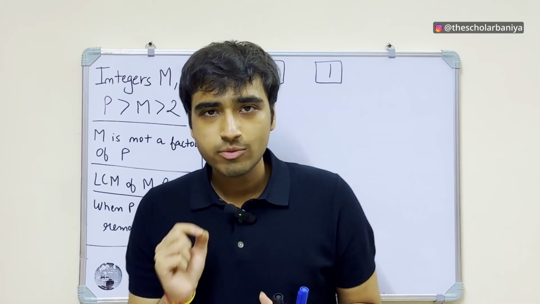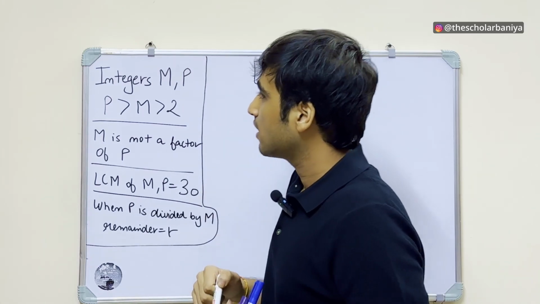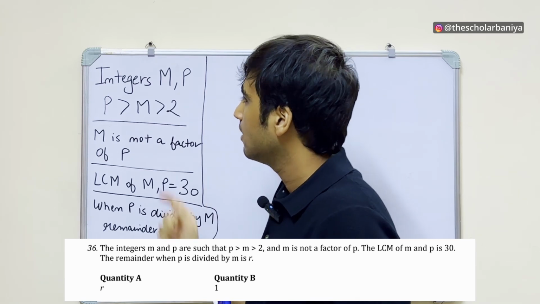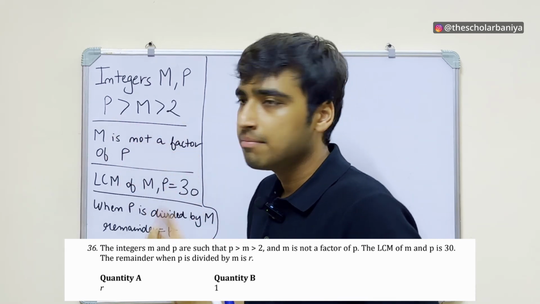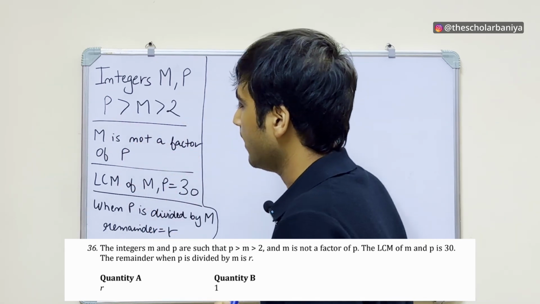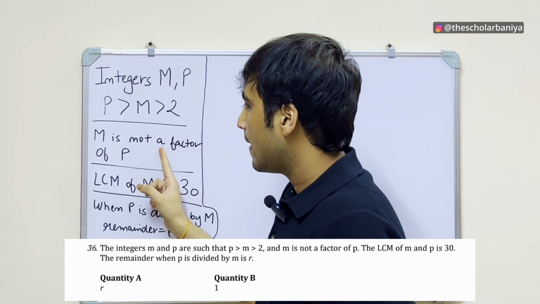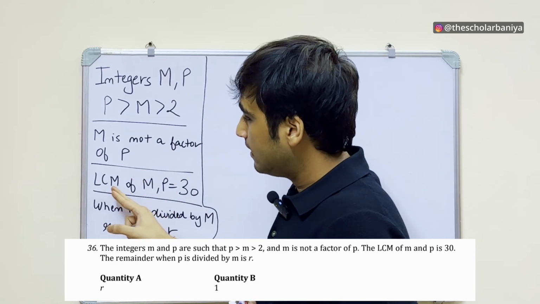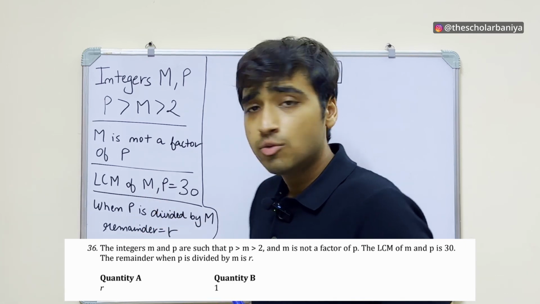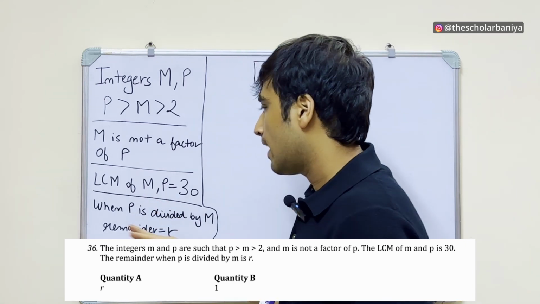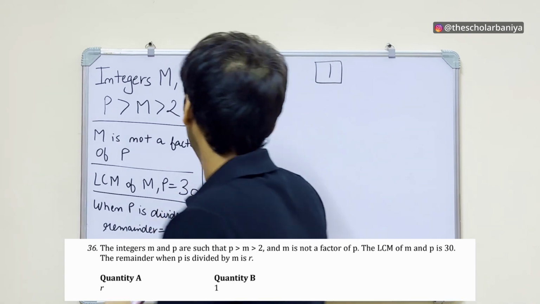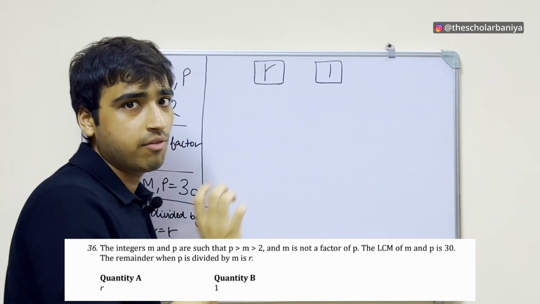So let's move on to the next question, guys. In this question, we are given that there are two integers m and p, right? And p is greater than m greater than 2. We are also given that m is not a factor of p. The LCM of m and p is equal to 30, right? And when p is divided by m, the remainder is r. And we have to compare r and 1, right?